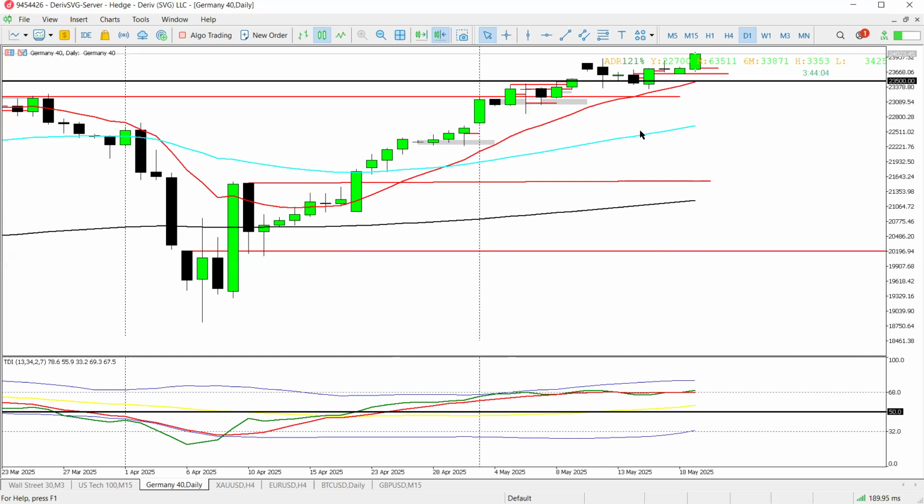So today we were mainly looking at German 40, which is a German index. Starting from the daily, what was I looking at? The month of May, which we're in, price hasn't really been pushing or giving big moves like we saw at the beginning of the previous month. Price has just been trickling up and down, up and down.